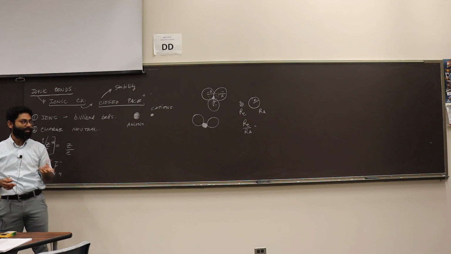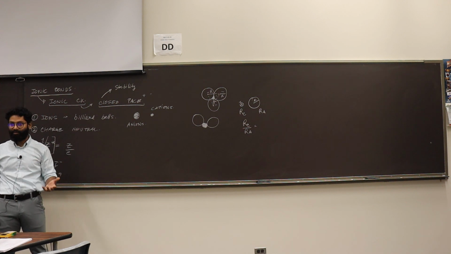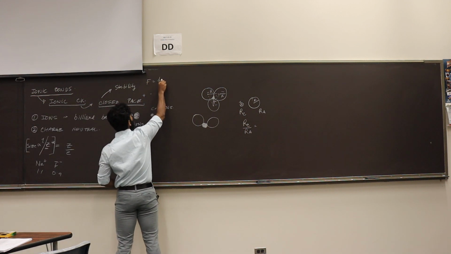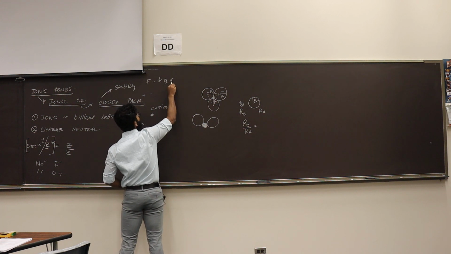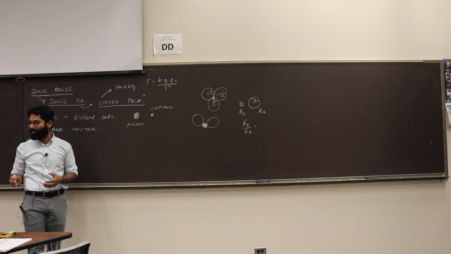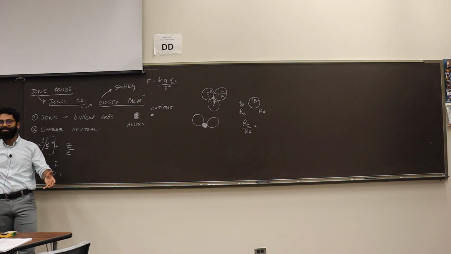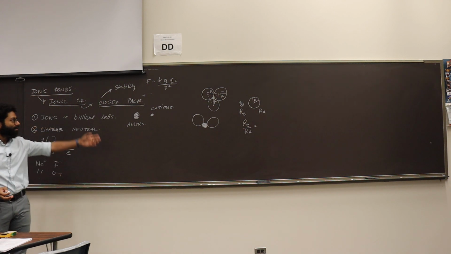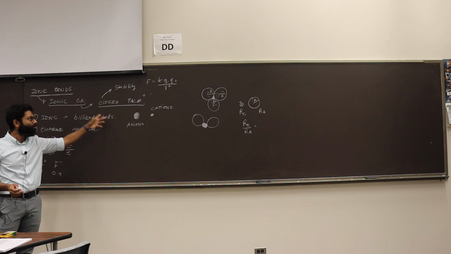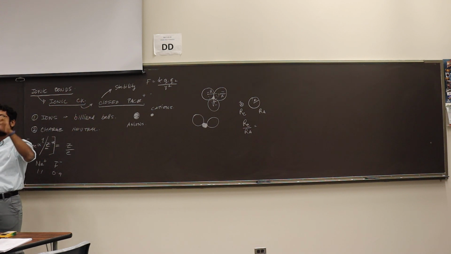Attraction stabilizes. So when you have more attraction, there will be more stability. And what is that attraction force? It is some constant, Q1 Q2, the charges, over R square. And R is the distance between them. So if the distance is smaller, then you have more stability. And that is why you need to get it as close as possible.